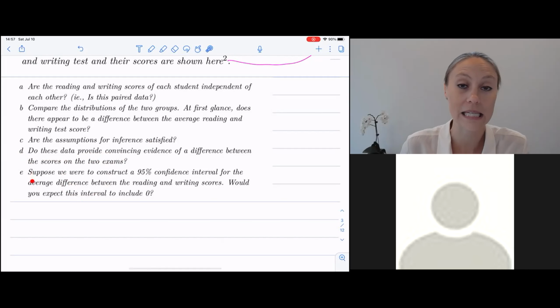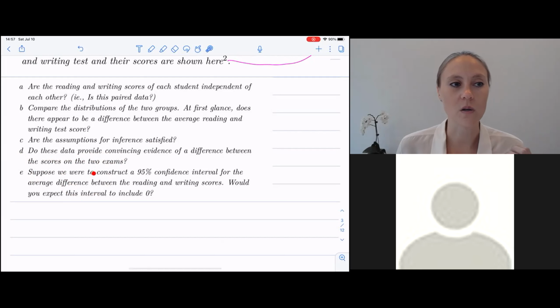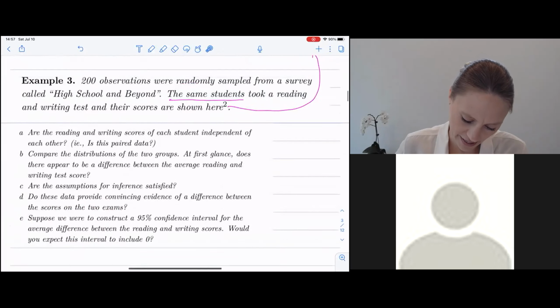Here's where I want to get to. Part D and E are the most important. So do these data provide convincing evidence of a difference between the scores on the two exams? That's going to be a full hypothesis test, right? And so really pay attention to your null and alternative hypotheses.